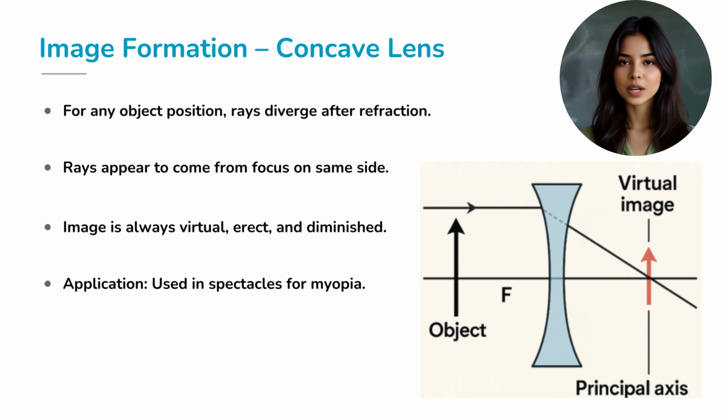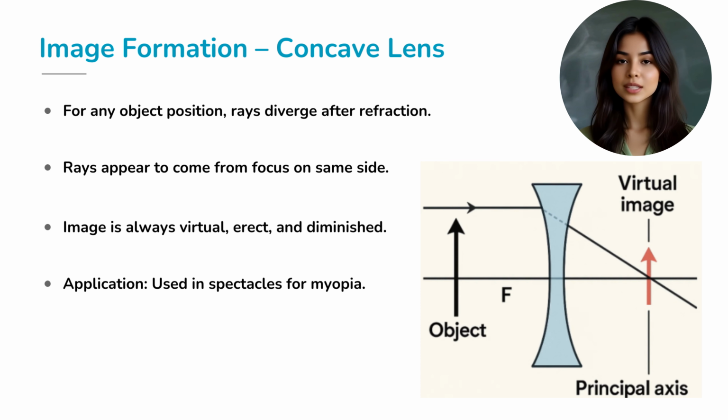Now let's link this to real life. Concave lenses are widely used in spectacles for myopia or short-sightedness. People with myopia can see near objects clearly but struggle with distant ones. The concave lens diverges incoming rays so that the eye lens can bring them into proper focus on the retina. In a way, it gives your eyes a little correctional nudge.